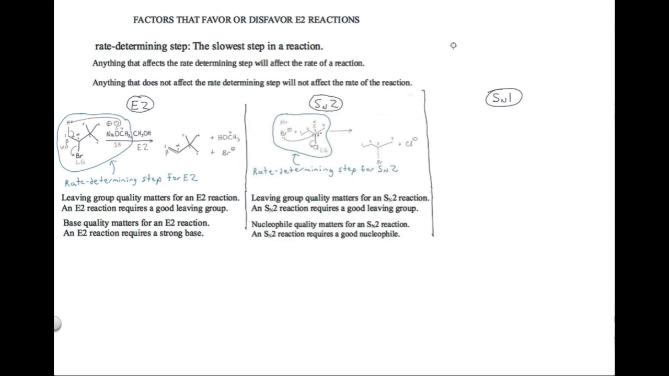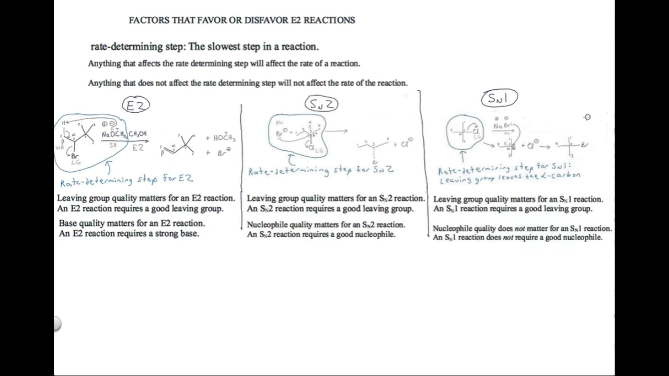Here's some answers. What is the rate-determining step for SN1? Well, remember that an SN1 mechanism has two steps. So we have to decide which is the slow step, which is the difficult step. And the answer is the first step is the slow step.